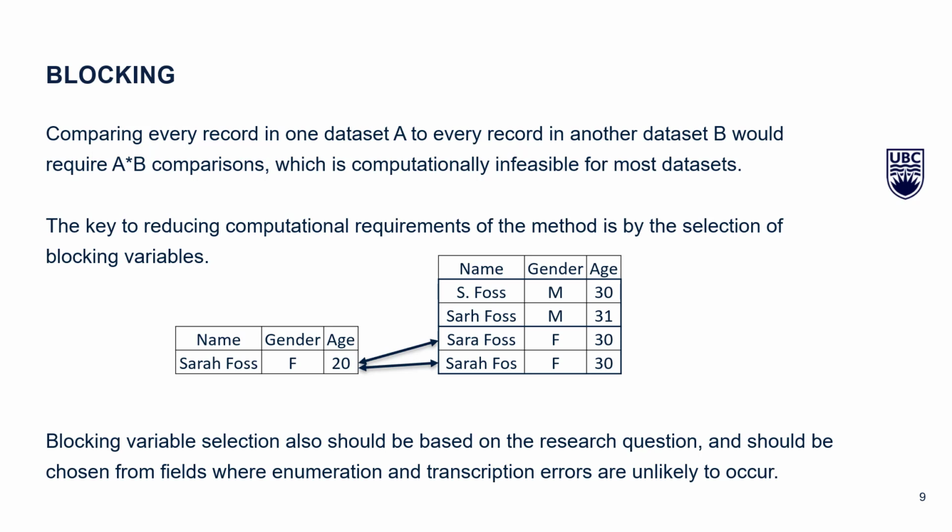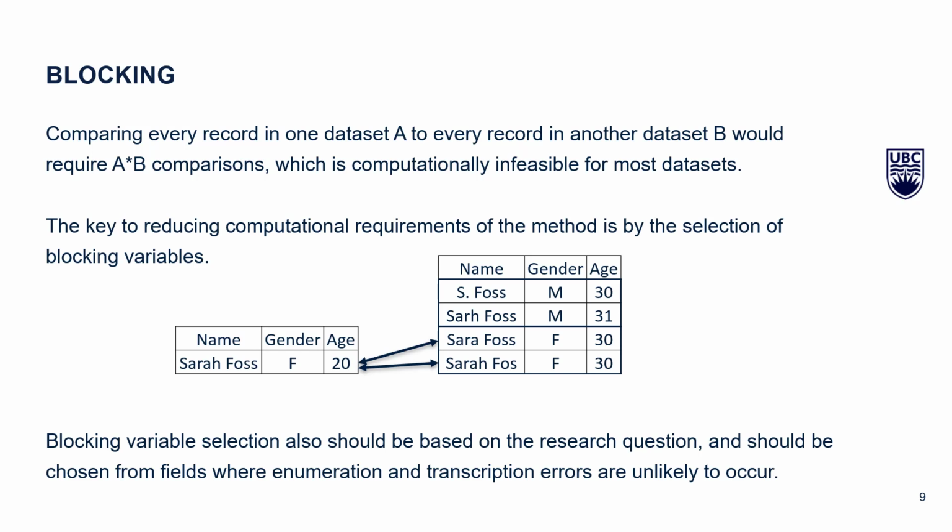Next, the researcher needs to choose some blocking variables. If we compared every record in dataset A to every record in dataset B, that would require A times B comparisons, which is computationally infeasible for most datasets. What can be done to reduce the computational requirements of the method is to select some variables to block on. What happens when we use blocking variables is that records will only be compared if those variables' values are the same.